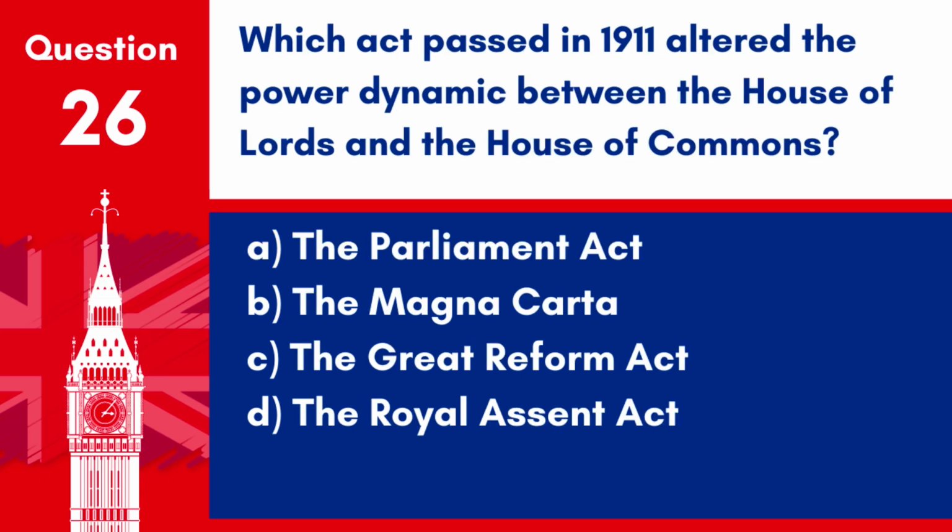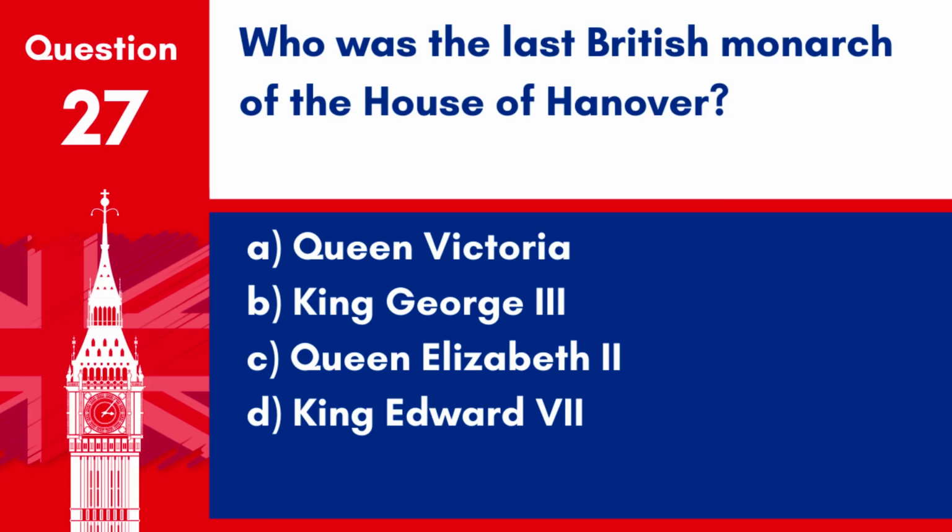Question 26. Which Act passed in 1911 altered the power dynamic between the House of Lords and the House of Commons? A. The Parliament Act. B. The Magna Carta. C. The Great Reform Act. D. The Royal Assent Act. Answer: A. The Parliament Act. Passed in 1911, it limited the power of the House of Lords, enhancing the legislative supremacy of the House of Commons.